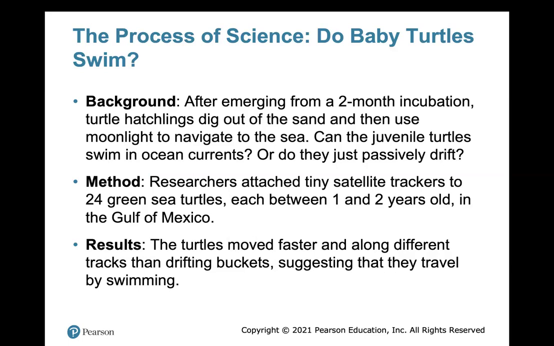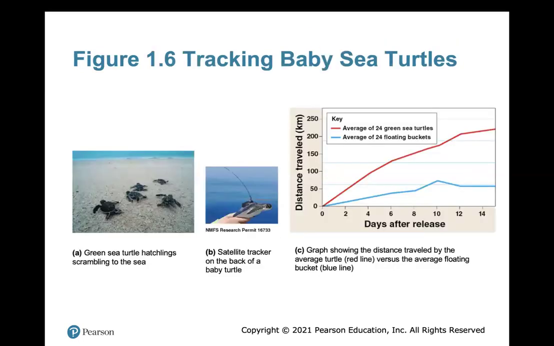Researchers attached tiny satellite trackers to 24 green sea turtles, each between 1 and 2 years old in the Gulf of Mexico. And the results were that the turtles actually moved faster and along different tracks than drifting buckets, suggesting that they actually travel by swimming. And we can kind of see their data shown here, which is super interesting, of tracking these baby sea turtles to show that they do actually swim when they get to the water.